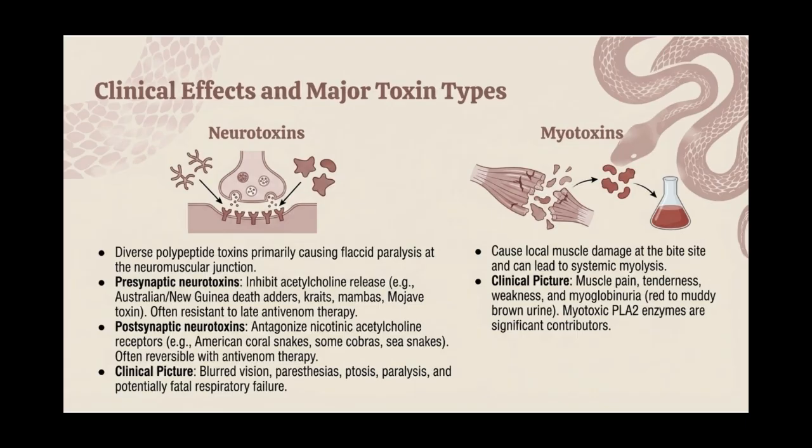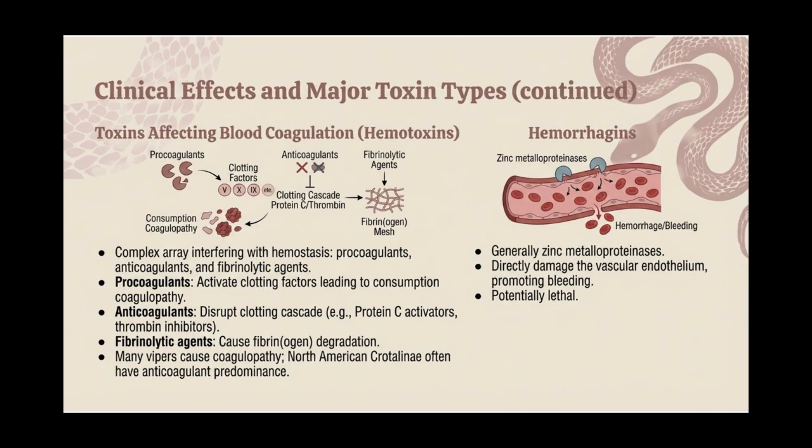Another significant group of toxins are myotoxins, which cause local muscle damage at the site of the bite and can lead to systemic muscle breakdown or myolysis. The systemic effects include muscle pain, tenderness, weakness, and myoglobinuria, which presents as red or muddy brown urine. Myotoxic enzymes, particularly phospholipase A2 enzymes, play a crucial role in causing muscle tissue destruction and systemic symptoms.